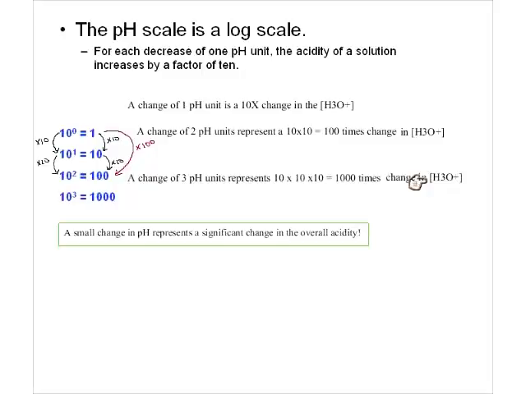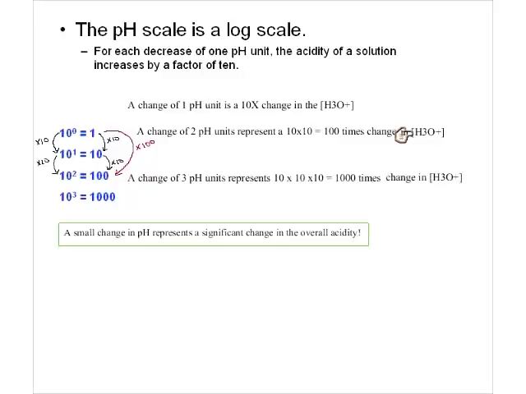So what's so significant about that? Well, a very, very small change in pH represents a significant change in the overall acidity, because it's the concentration of H3O+ that gives the acid its acidic properties, whether or not it's going to turn blue litmus red, how reactive it's going to be with metals to produce gas, right?